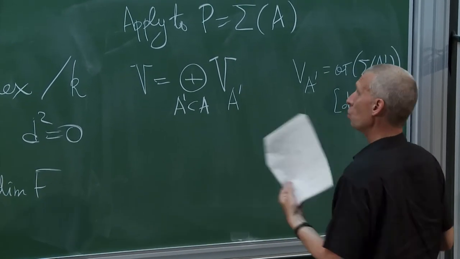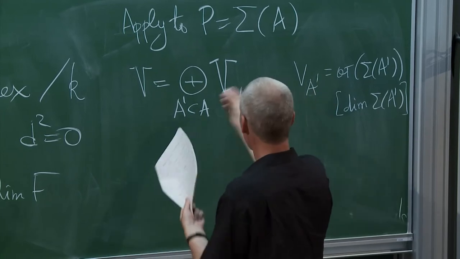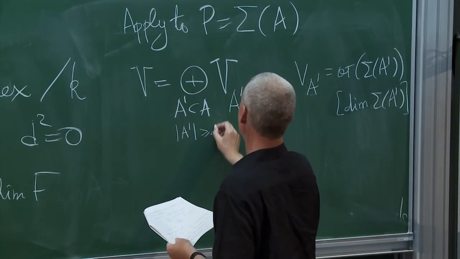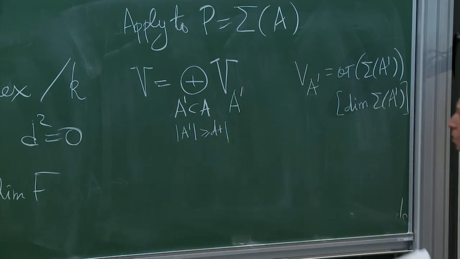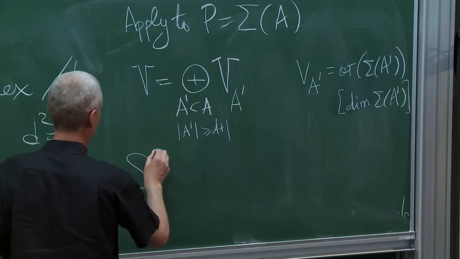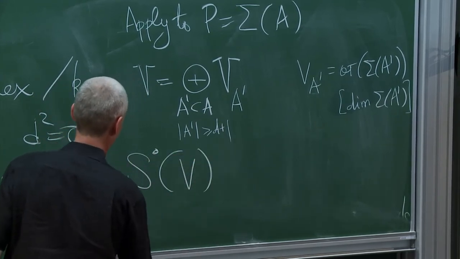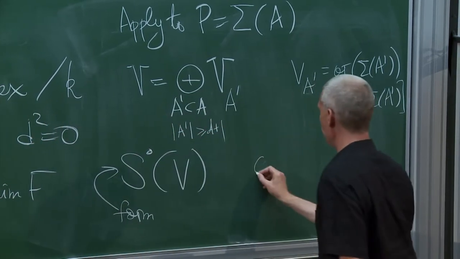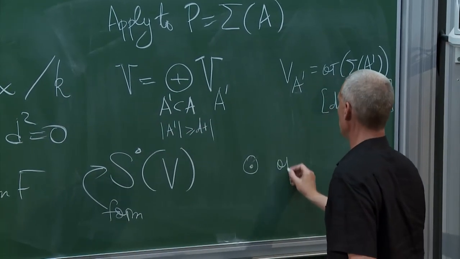Yes, otherwise it sort of collapses, cardinality of A prime, D plus A. So this is a vector space, and let's form a symmetric algebra of this vector space, with this operation, call it dot.